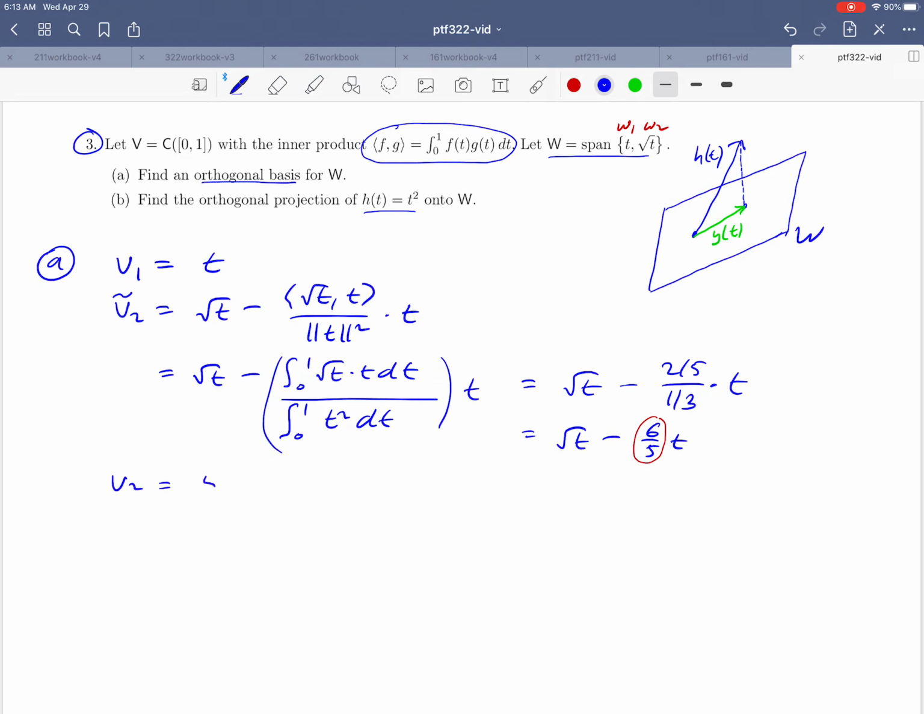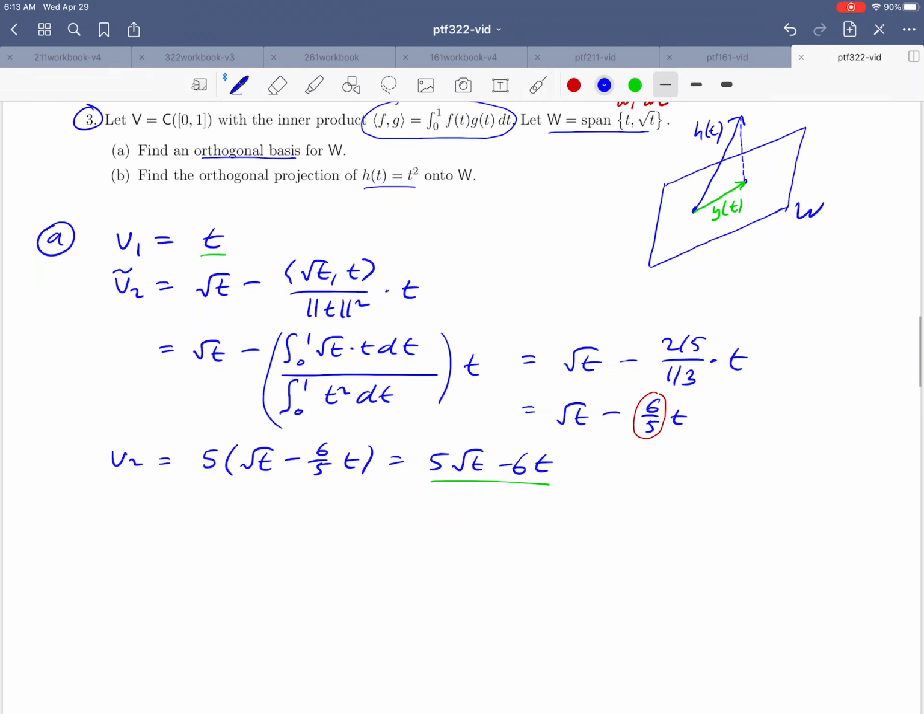So we'll take V2 to be 5 times the vector that we just calculated. That's going to turn this into 5 times the square root of t minus 6t. All right, and so what we've come up with then is an orthogonal basis that consists of those two vectors. Okay, and that's going to be our answer to part A.